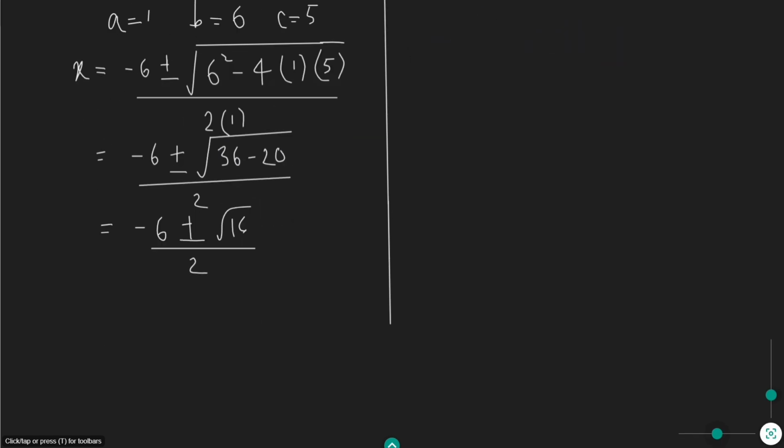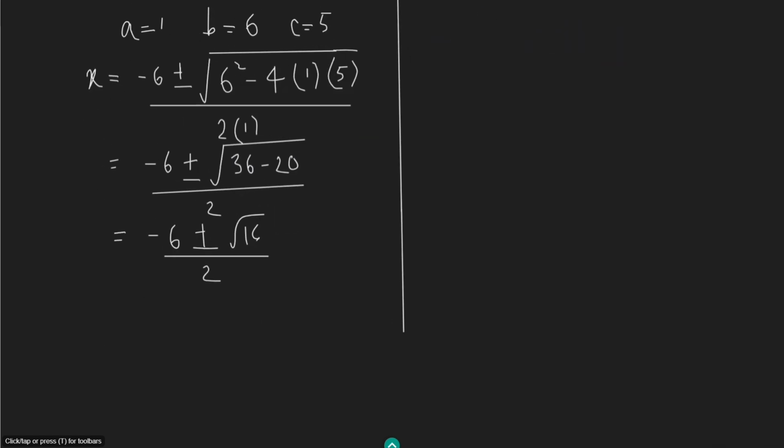Now we know that root of 16 is 4, so we can replace that with a 4. We get minus 6 plus or minus 4 divided by 2. Now x is equal to minus 6 plus 4, which will give you negative 2 divided by 2, which is equal to negative 1. When x is minus 6 minus 4, we get minus 10 divided by 2, which is equal to negative 5. So x equal to negative 1, negative 5 are the solutions of this quadratic equation.